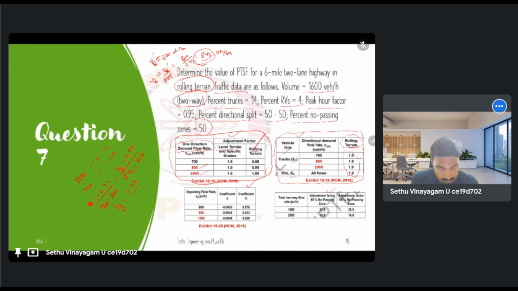Okay, so first for ET, the values here are constant for the rolling terrain, which is 1, 1, 1. Therefore, for 842 also, if you interpolate, it's going to be 1 because it is constant. So ET is 1. For RV, it doesn't depend on the flow. For all flows, it is 1 in the rolling terrain, right? So therefore both ET as well as ER are 1.